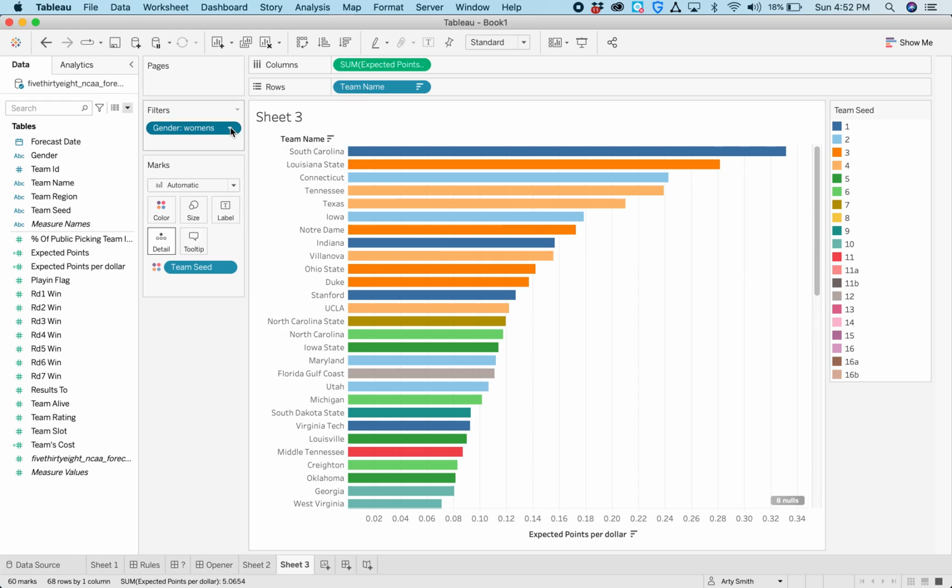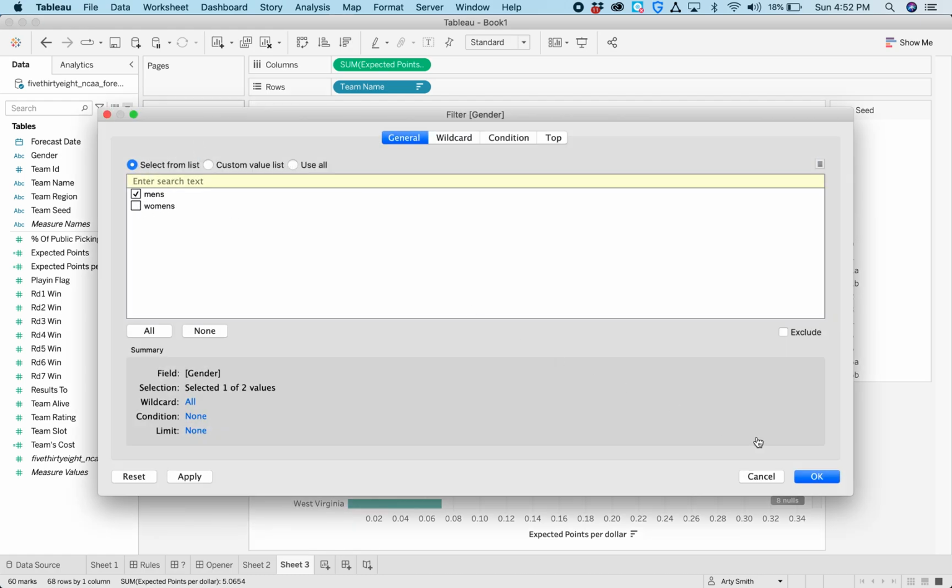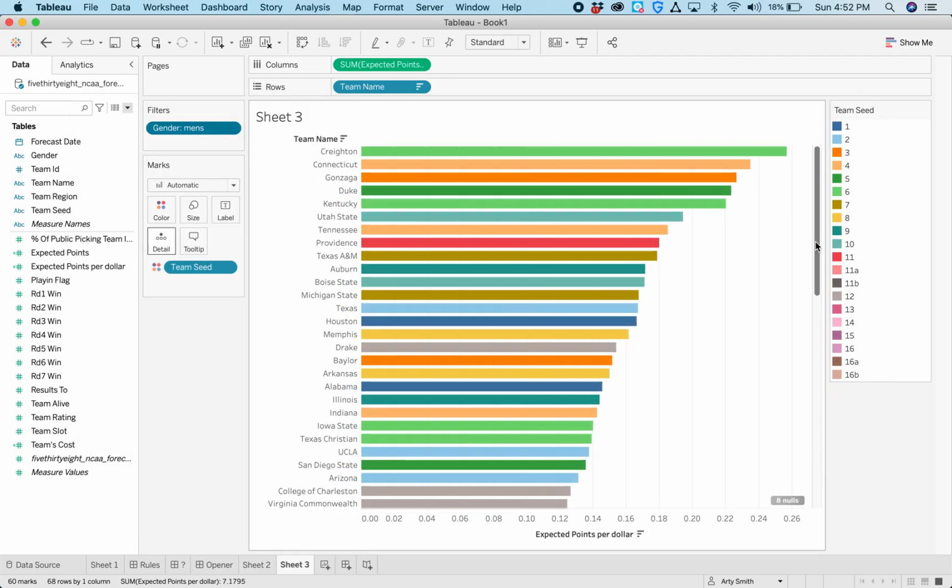And when we go to the men's side of the bracket, we can see it looks very different. The best buy here is actually Creighton, the 6 seed, and it's kind of interesting.